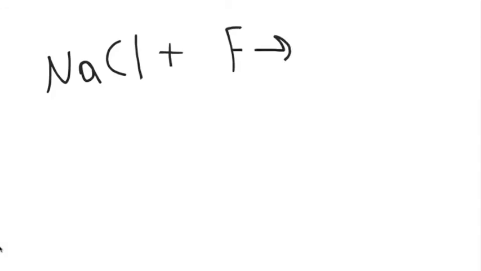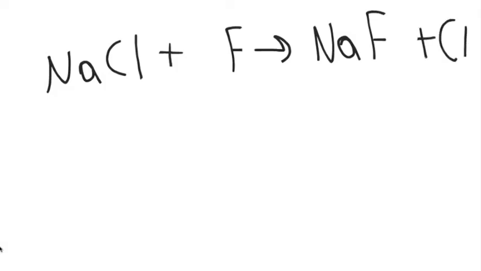We're going to do sodium chloride plus fluorine, which is going to produce sodium fluoride and chlorine. Now, what's the first thing that we're going to do? That's correct. We're going to mark our diatomic pairs.